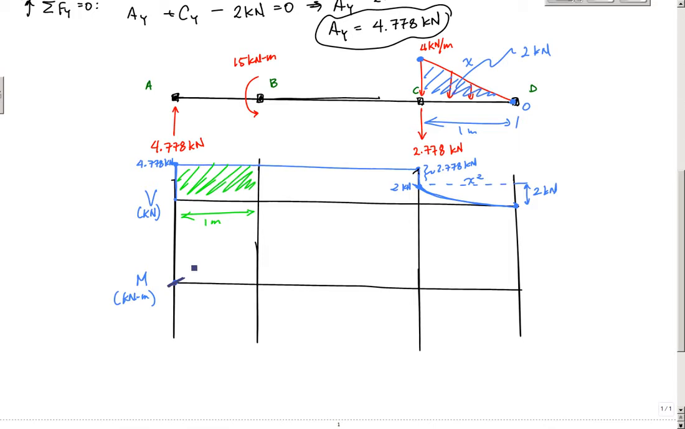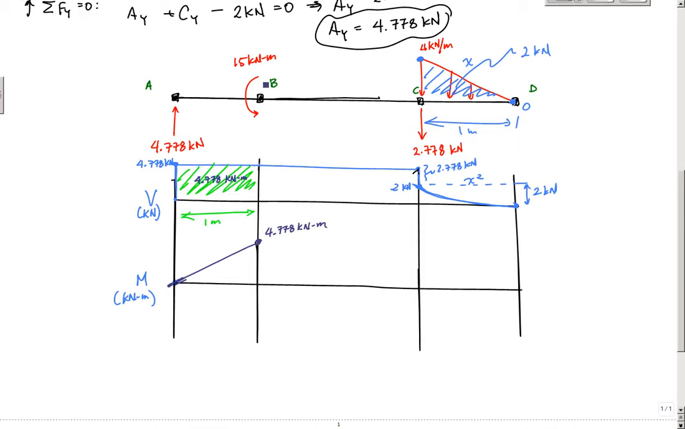It tells me I'm increasing, and the area right here is 4.778 kilonewton meters. So this area is a change in moment that I should experience between these points. So this value goes from 0, and the change in moment is going to be a positive 4.778 kilonewton meters, right?